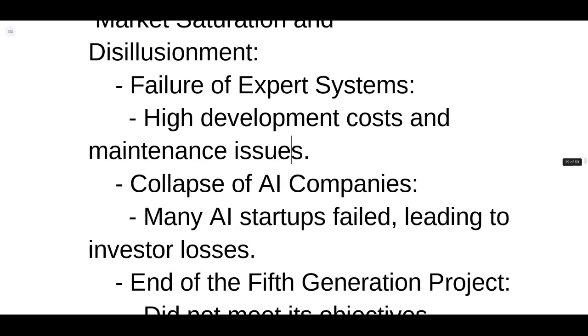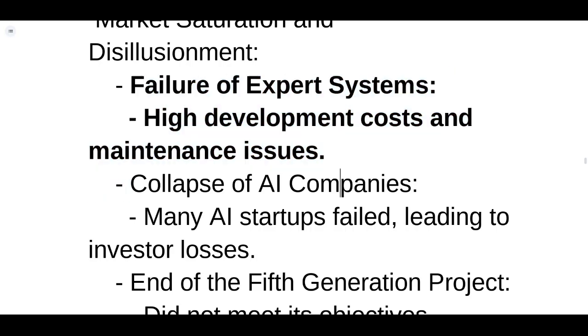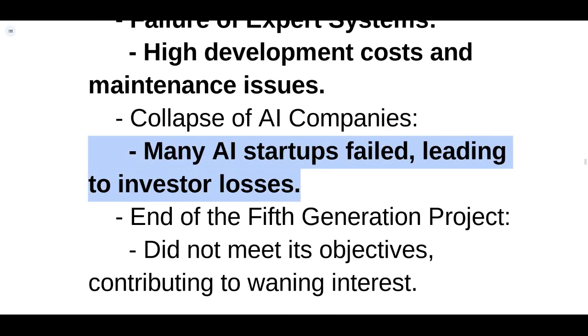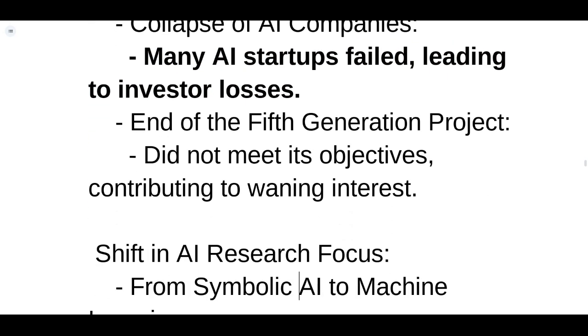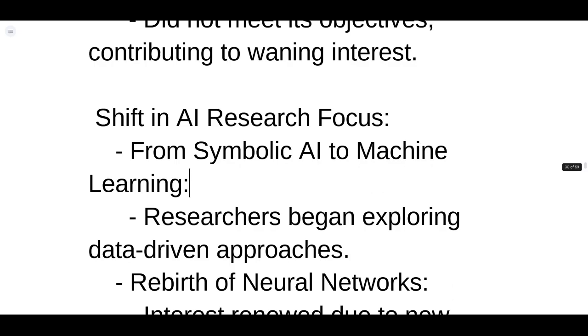failure of expert systems, high development and maintenance costs, collapse of AI companies. Many AI startups failed, leading to investor losses. End of the Fifth Generation project, which did not meet its objectives, contributing to waning interest. Shift in AI research focus from symbolic AI to machine learning.